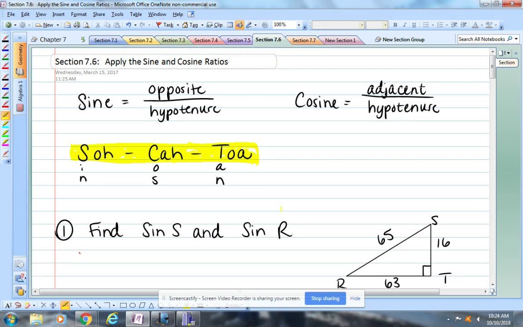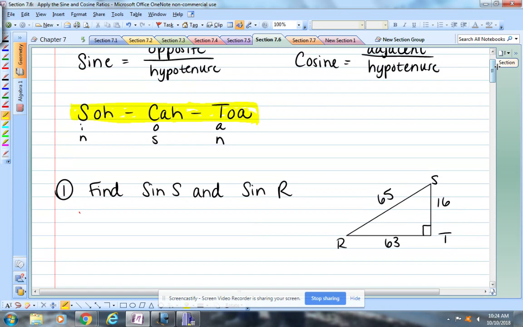All right, so first we're going to practice finding some sine ratios. And we have this triangle. It's a right triangle. Okay? And we're going to practice finding the sine of angle S and then the sine of angle R. We have already checked our calculators to make sure we are in degree mode. So that's very important when you're doing trig ratios, as we figured out yesterday.